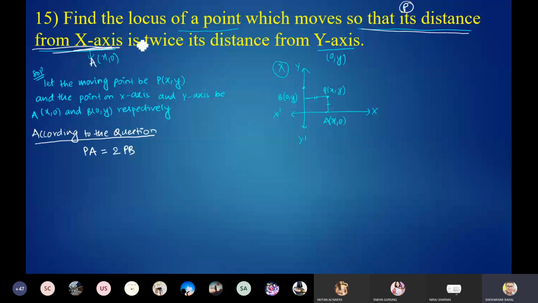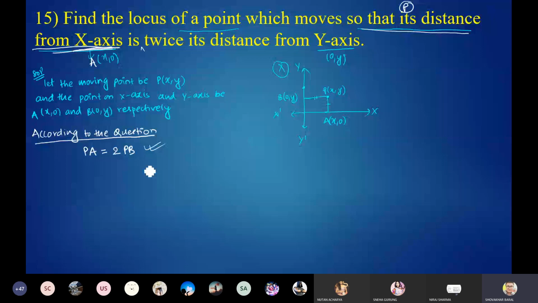So you need to understand that is equals to twice means 2, or sometimes it may be written as double. You can write it 2 times. If it is written as thrice, then you need to write as 3, okay? Twice is distance from y-axis means PB. Please try to understand what this question is trying to say. Most of the students cannot crack this part and they make the whole question wrong.